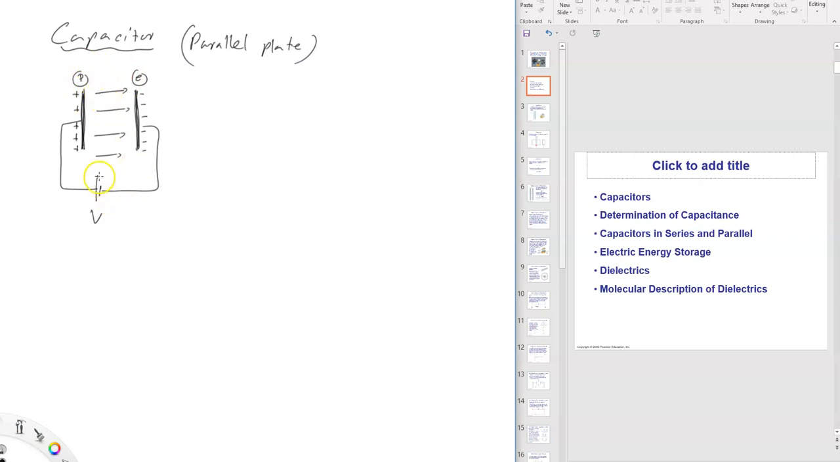Now if you remove the battery, if you get rid of that, what you have is this: a positively charged plate and a negatively charged plate with two connections, with an electric field in the middle. This thing is a capacitor. That's it. This is called a capacitor. Now we have a charged capacitor.